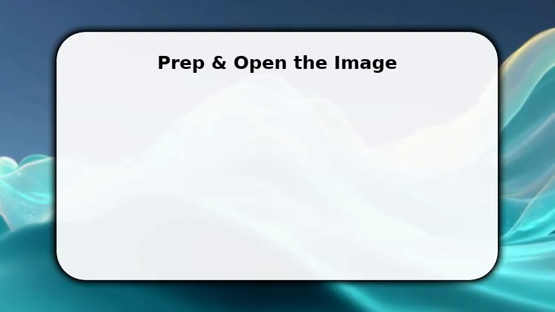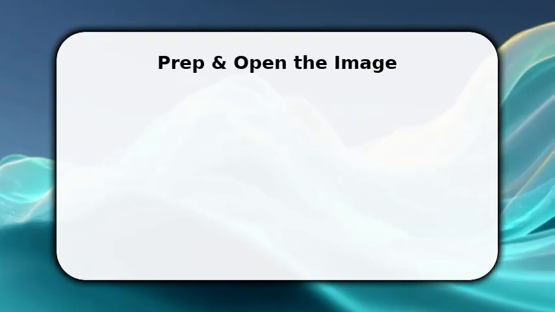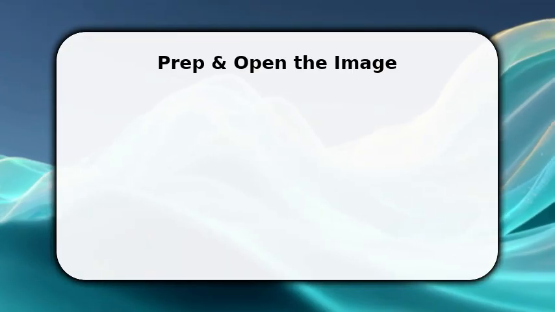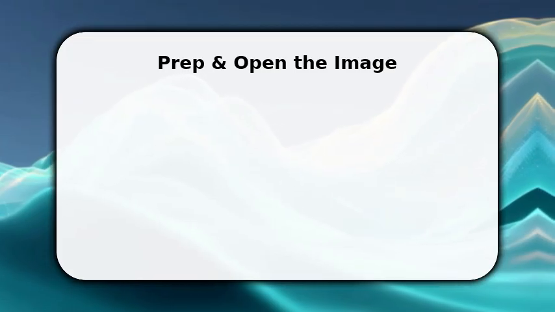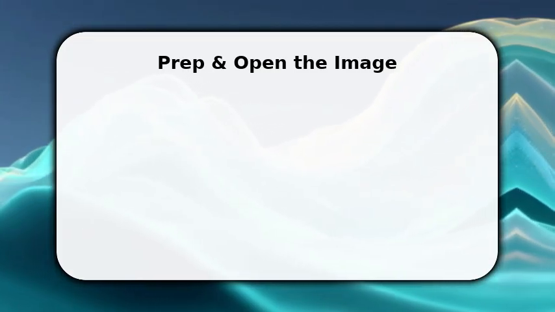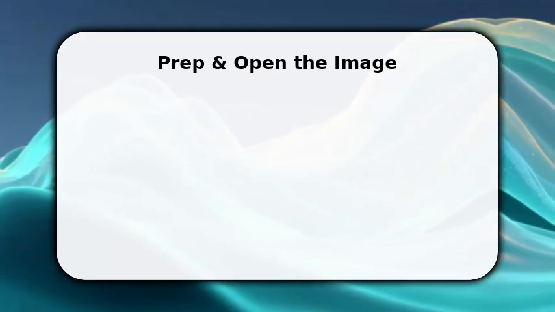You start by duplicating the background and converting that copy to a smart object so edits remain reversible. Open the image and zoom to 100% to evaluate the blur precisely, otherwise corrections will mislead you.